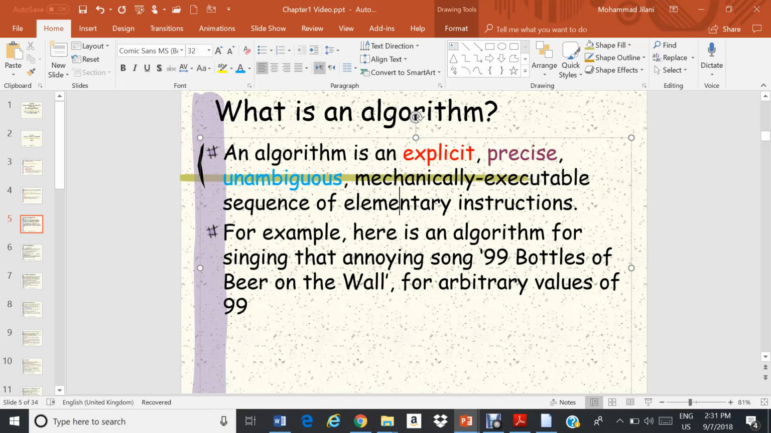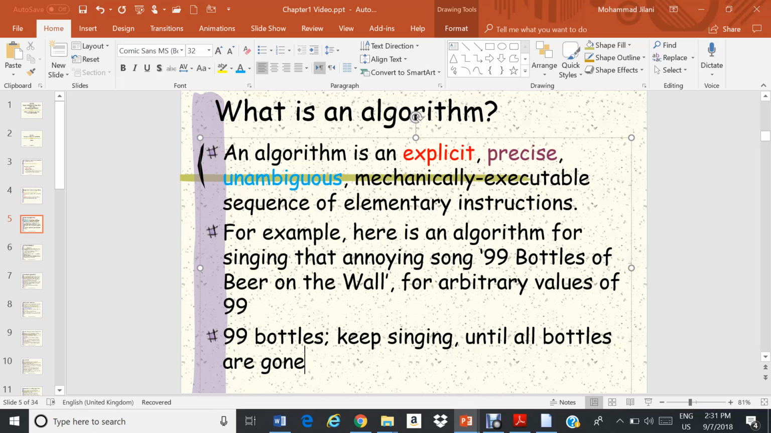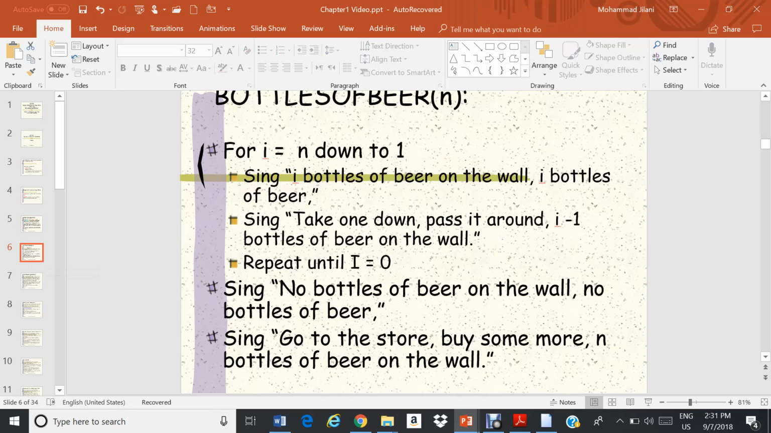And there is another example here, which we put. Here is an algorithm for singing the annoying song which says 99 bottles of beer on the wall, for arbitrary values of 99. For example, here I have 99 bottles, keep singing until all bottles are gone. This is probably someone who wants to drink 99 bottles of beer. God knows what will happen to this person or to the ones who sing this. This is an interesting problem. Let's see the algorithm, how it goes.